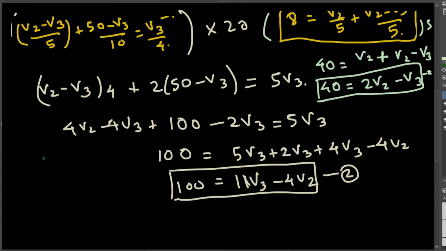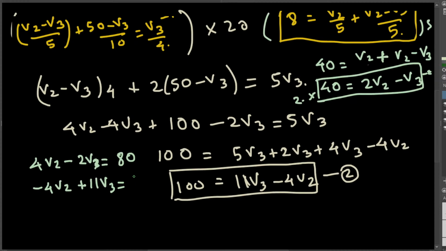So, if you think about it, here we have negative 4V2. If I multiply this equation by 2, this one also becomes positive 4V2. So if I do that, this is going to be positive 4V2 minus 2V2, that's equivalent to 40 times 2, that's 80. And then if I bring this one here, this minus 4V2 plus, wait a minute, this one is V3, and this is 11V3, that's equivalent to 100.